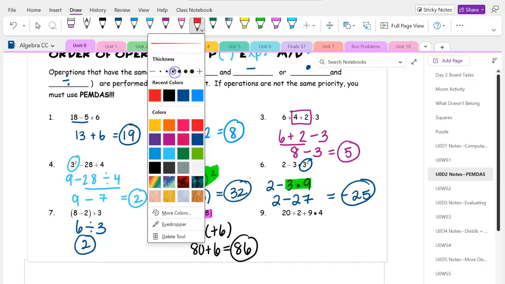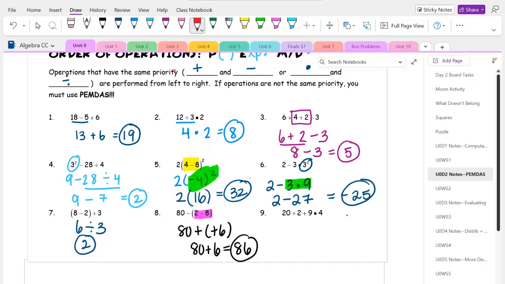And our last one today, we again look for parentheses first. There aren't any. Exponents, there aren't any. Division and multiplication, yes. So those are the ones we're going to do first. Same priority, so I can do both of them. From left to right, 20 divided by 2 is 10. 9 times 4 is 36. Plus comes down in the middle. Add them together.